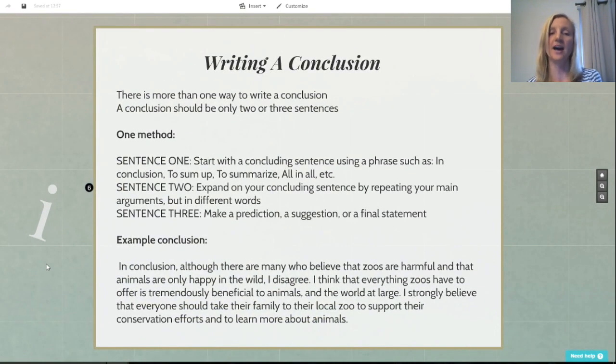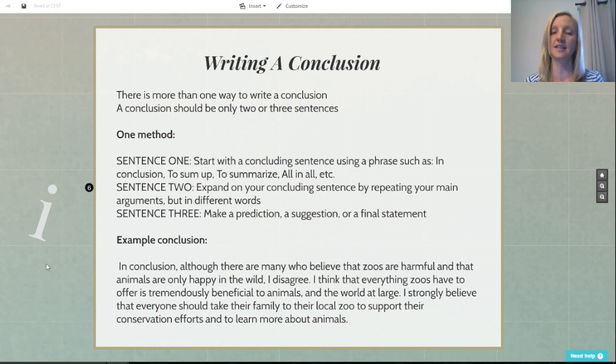Now, let's talk about how to write a conclusion. There is more than one way to do this, but remember, a conclusion should only be 2 or 3 sentences. My method is to have the first sentence be a concluding sentence with phrases that begin with, In conclusion, to sum up, to summarize, all in all, and so forth.